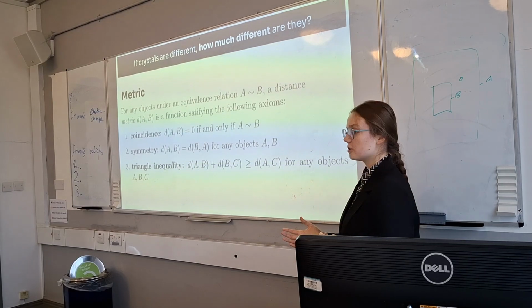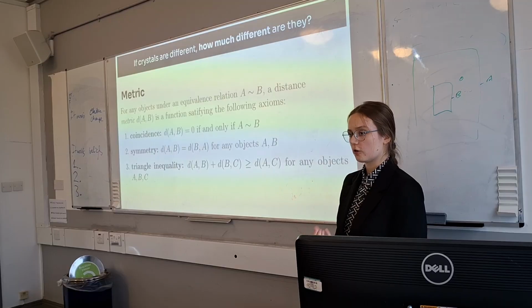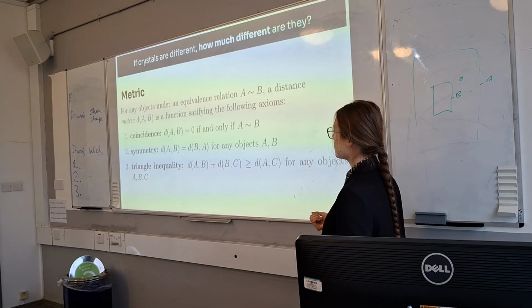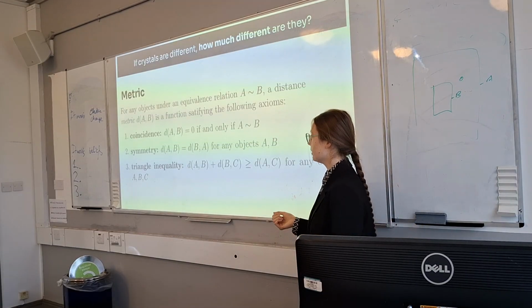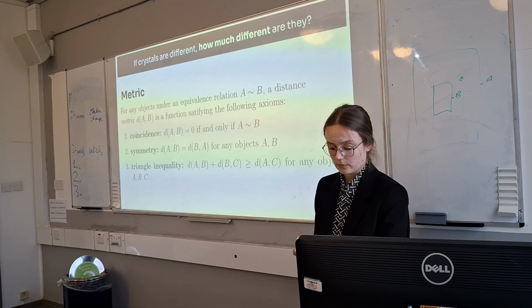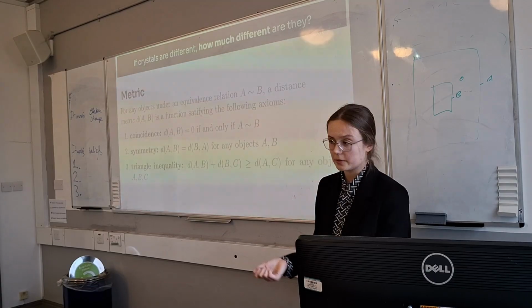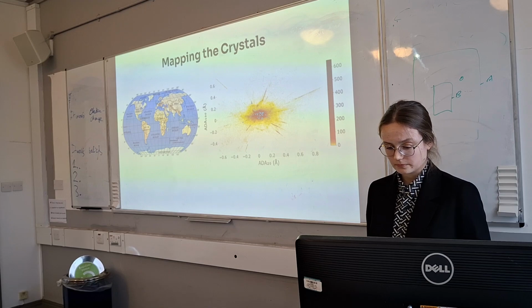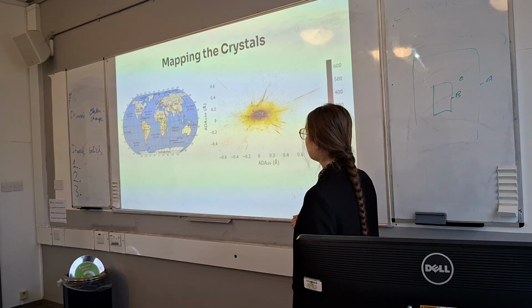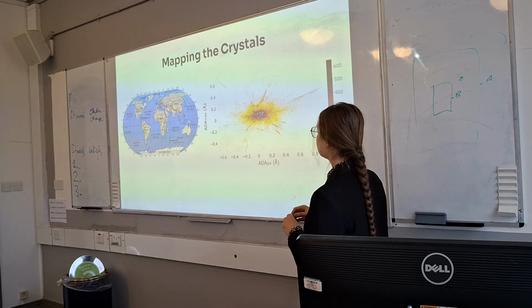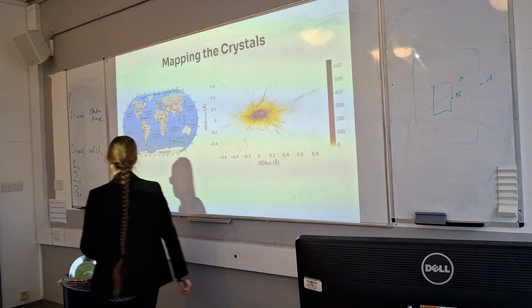This is a general definition, but a lot of the field currently, they're trying to find metrics that are useful to them. So ones that can be computed quickly. There are three main axioms: coincidence, symmetry, and the triangle inequality. So they're trying to find metrics that work with the crystals that they have and the computational power that they have. Okay, using this, you can actually map the crystals. Let me explain how.